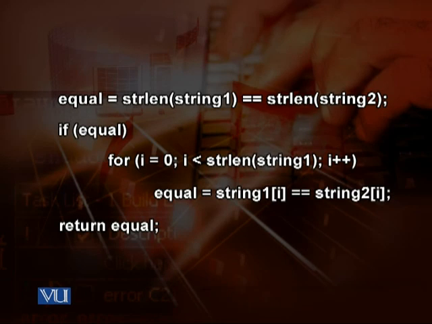Now if the two strings have equal lengths, then this is what we do, that is we go inside the if statement, and inside this if statement we check the strings one character at a time. So this is the for loop, and this is how we are checking it. Now if you look at it carefully, you will see that this code actually is incorrect.